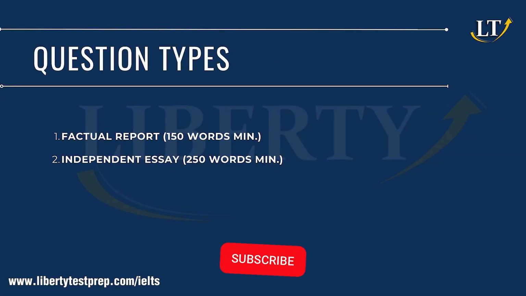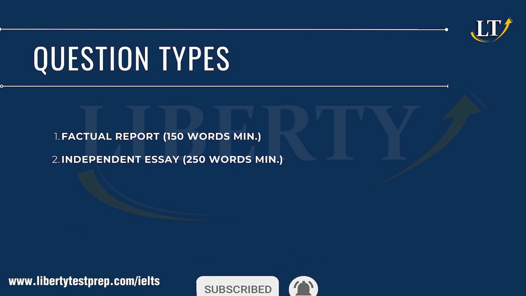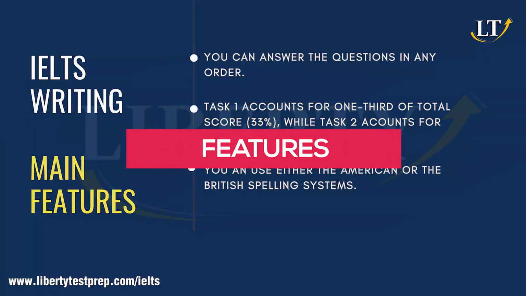For the first one, which is the diagram analysis, you get a minimum word count of 150 words. While for the independent essay, you have a minimum word count of 250 words. Okay, we're talking about the minimum here. Now we're going to see some of the main features for this section.